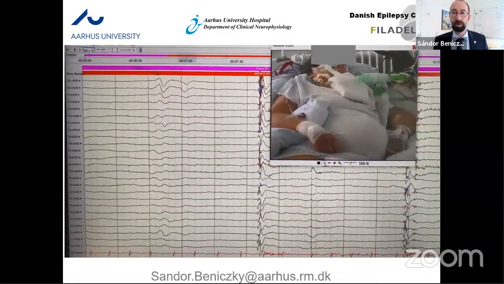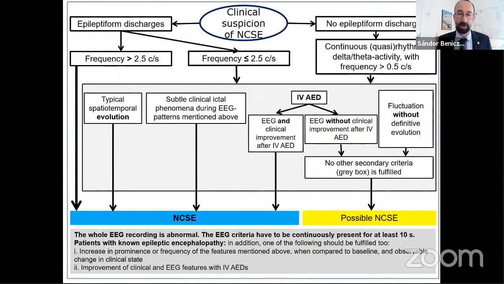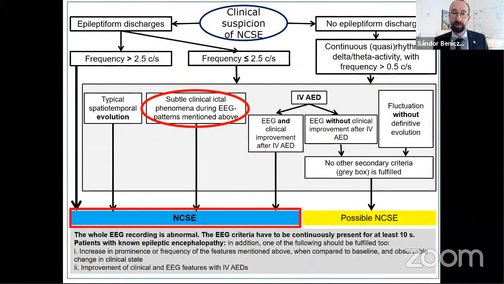Myoclonus, and then again a discrete myoclonus. So again, these are subtle clinical ictal phenomena time locked to the EEG pattern. So this again is a definite non-convulsive status epilepticus.